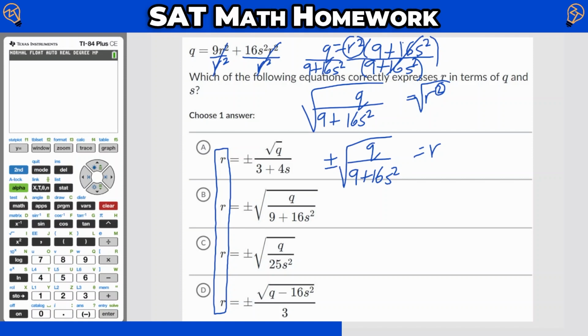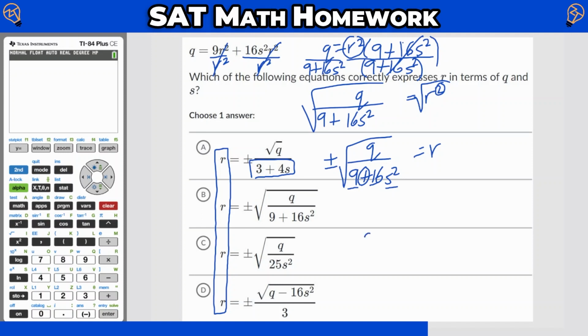Now, something to be careful about. Notice in option A, they actually took the square root of 9, the square root of 16, and the square root of s squared, and that's why they no longer have the square root down here. The only time you can actually do that is if instead of addition or subtraction being under the root, you had multiplication, you could absolutely do that.